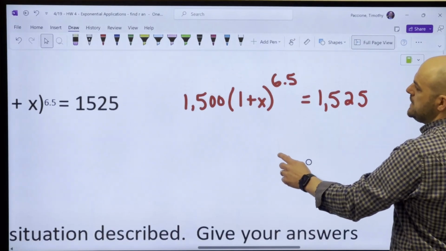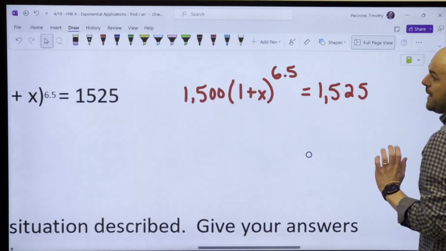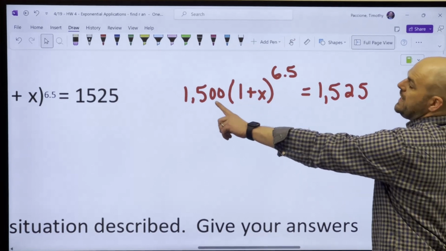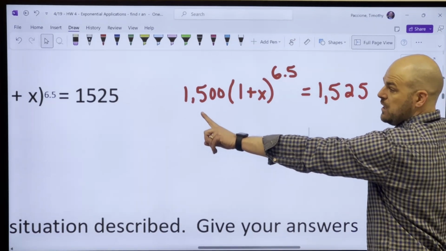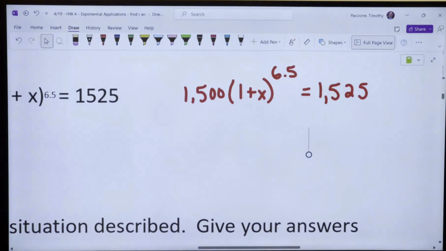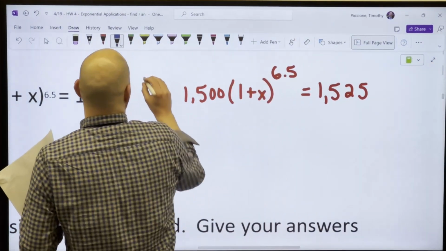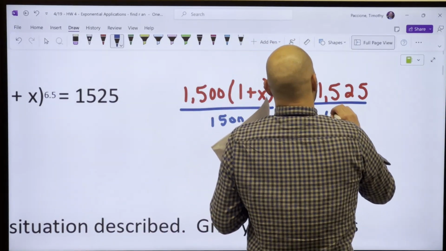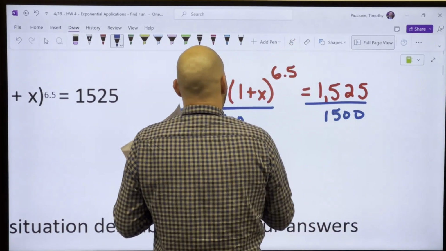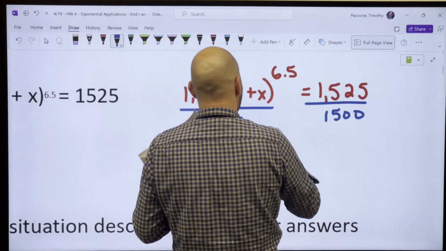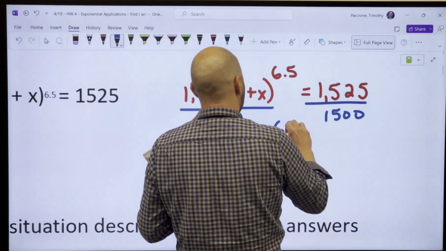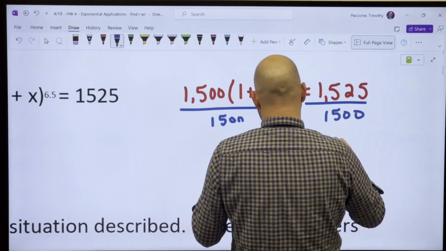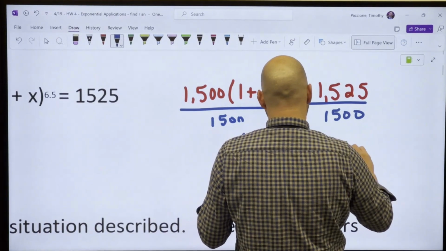So we got to break into this thing, but there's steps before we can do that, right? We can't have anything multiplying by it. So we got to get rid of that first. So what do? Divide. Yep. I got to divide by 1,500 on both sides. When I do that, I get 1 plus x to the 6.5 equals 1.02.